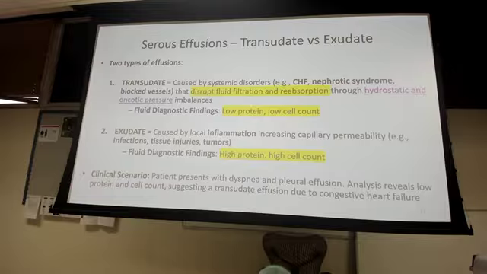All right, for exudates, this is caused by inflammation. So anytime, what are the cells that we associate with inflammation? Remember, white blood cells, okay? So it'll have high protein and then high cell count. Right, so that's the difference between the two. Transudate is going to have low protein, low cell count. Exudate is going to have that high protein, high cell count.